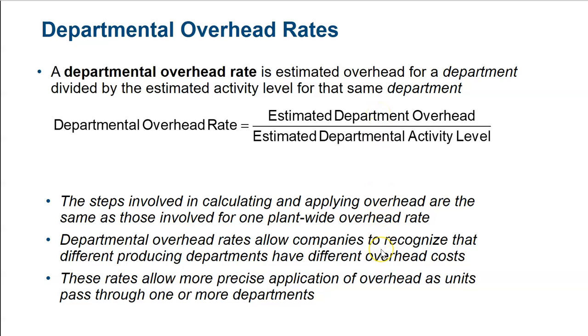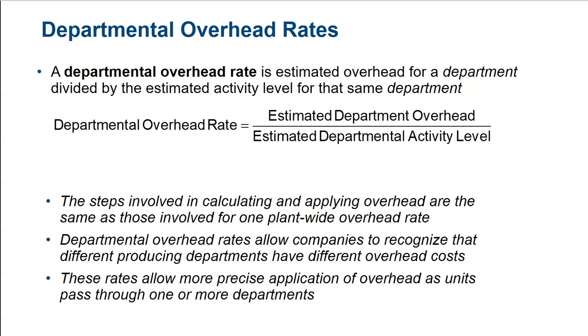Okay, and we'll see an example of that, and there's some information down here as to why we would do this. The first thing is it reassures you that we're using the exact same process, but we do this to be more precise. If we have different departments, even if we have 10 different departments, and direct labor hours is the primary cost driver in all 10 of those departments, we don't have to do this. We can just use one overhead rate for the entire company.